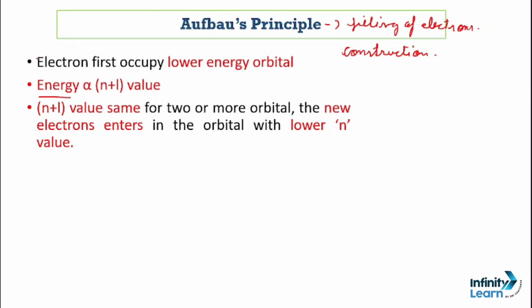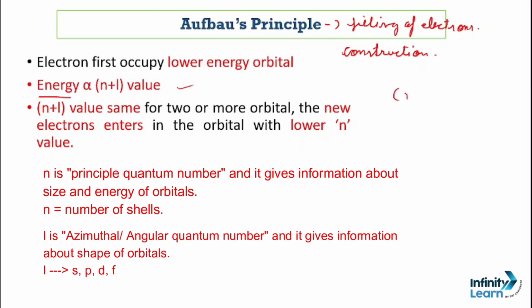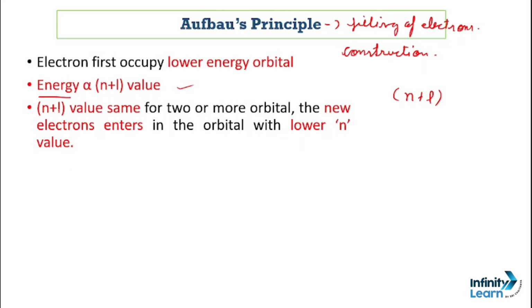The first thing we have to cover here is electrons first occupy lower energy orbitals. Whenever we have to find the values, the lower energy subshell will come first, then the higher energy subshell will be taken. Second point is energy will increase as n plus L value increases. So whenever n plus L value increases, the energy of the subshell, or you can say orbitals, will also increase.